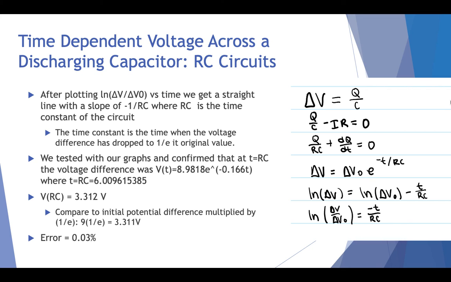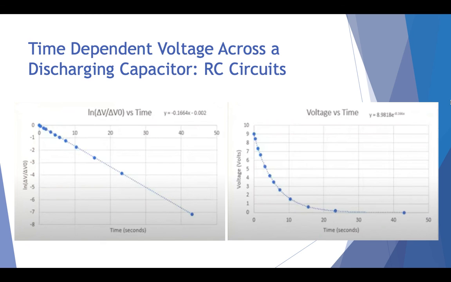So after plotting the natural log of delta V over delta V naught, we get a straight line with a slope of -1 over RC, where RC is the time constant of the circuit. Then I solved and got RC equals about 6.0096, and comparing the voltage at the time constant value to the initial potential difference multiplied by 1 over e, the error was 0.03%, which is pretty good. These are my graphs for natural log of delta V over delta V naught versus time and voltage versus time.